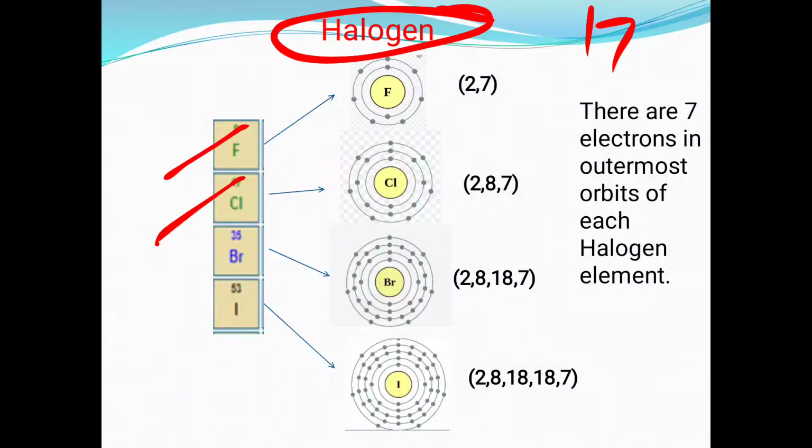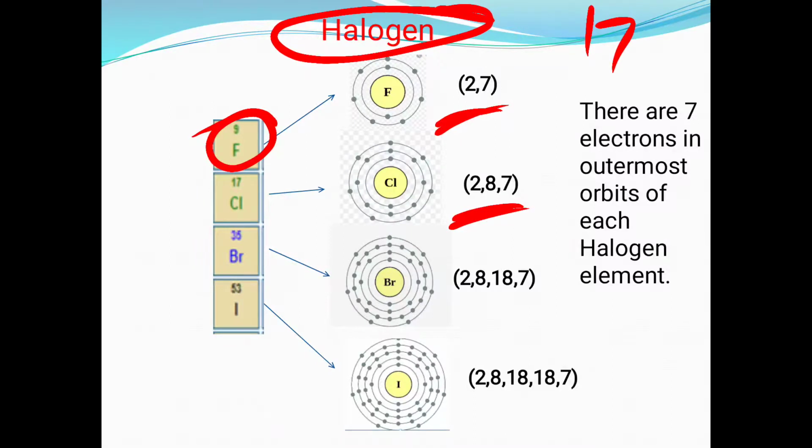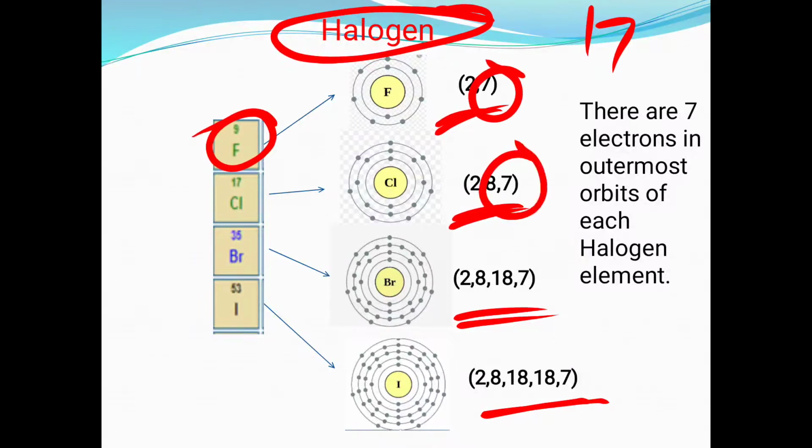Okay, so first see the fluorine. The electronic configuration of fluorine is 2,7, chlorine is 2,8,7, bromine is 2,8,18,7, and iodine is 2,8,18,18,7. If you observe the electronic configuration of them, you will find that all of them have the same 7 valence electrons, that is 7 electrons in their outermost orbit.